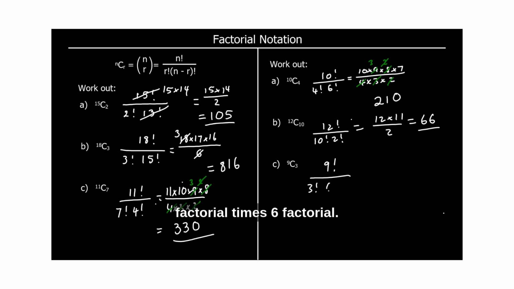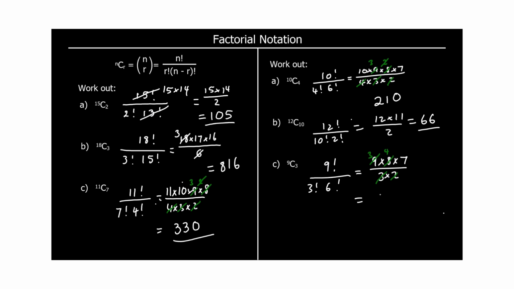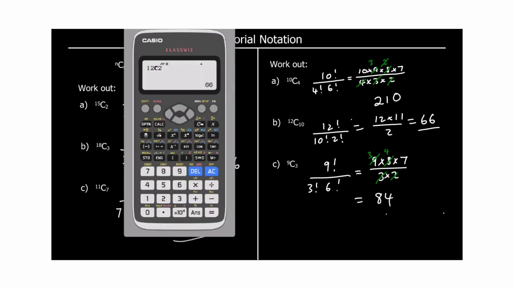And finally, 9 choose 3, 9 factorial over 3 factorial times 6 factorial. Divide by 6 factorial, so 9 times 8 times 7 over 3 times 2 times 1. Let's divide by 3. Divide by 2. That leaves us with 3 times 4 times 7. 12 sevens. That's 84. 9 choose 3, 84.